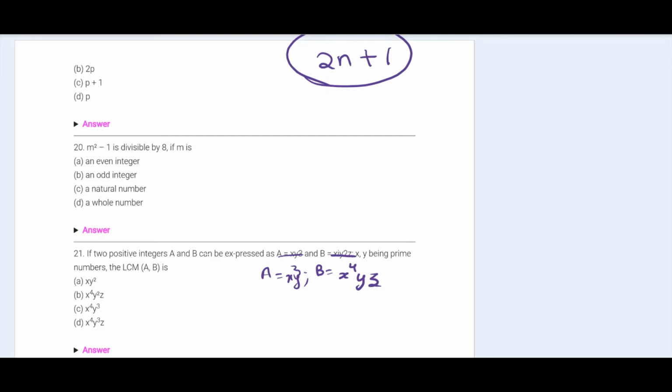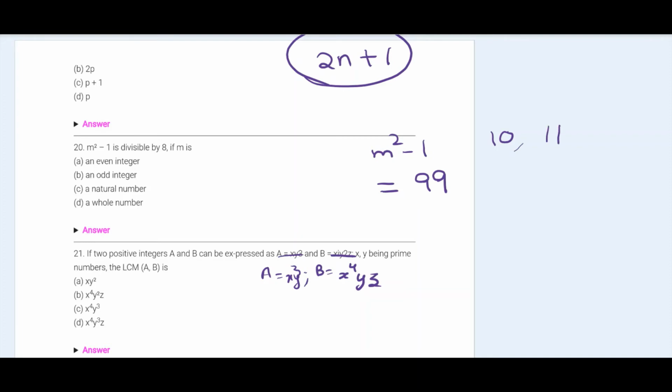Moving on to 20th question. M square minus 1 is divisible by 8 if m is, given. M square minus 1 is the expression, and it is divisible by 8 if m is. Moving on to the options, we have an even integer, an odd integer, a natural number, a whole number. If you put some even integer like 10, we will get 10 square minus 1, which gives us 99. 99 is not divisible by 8.